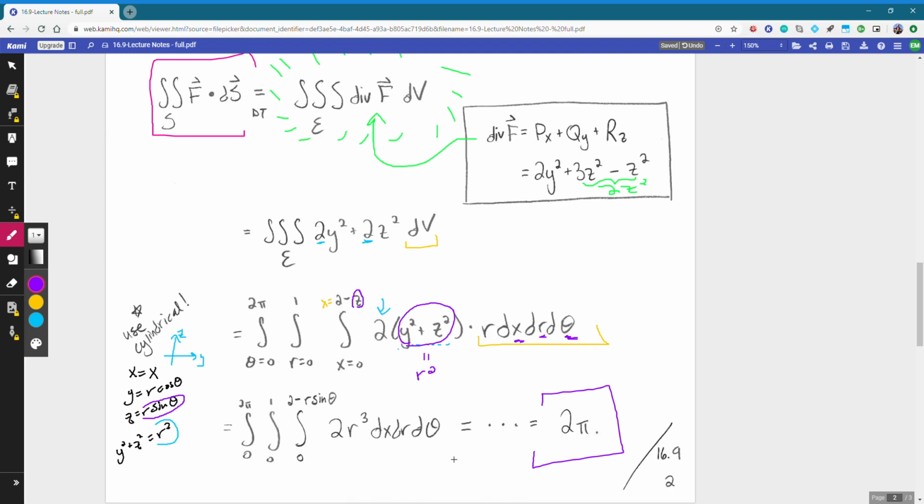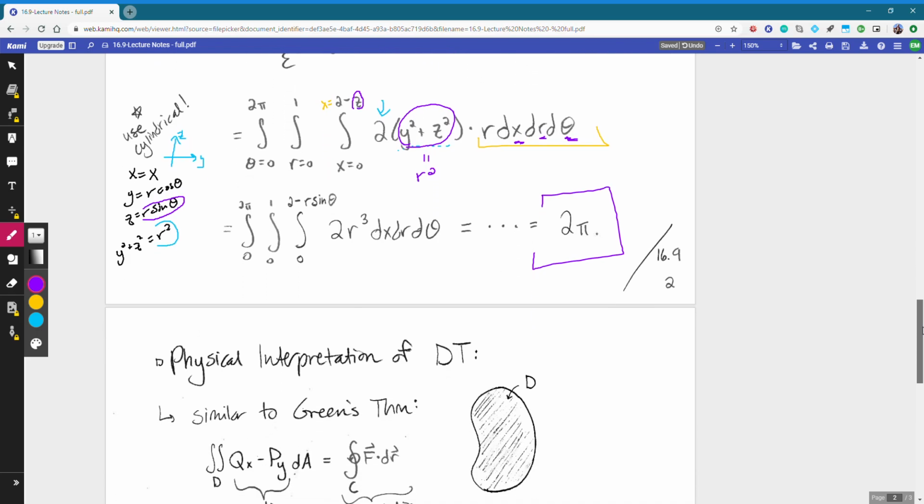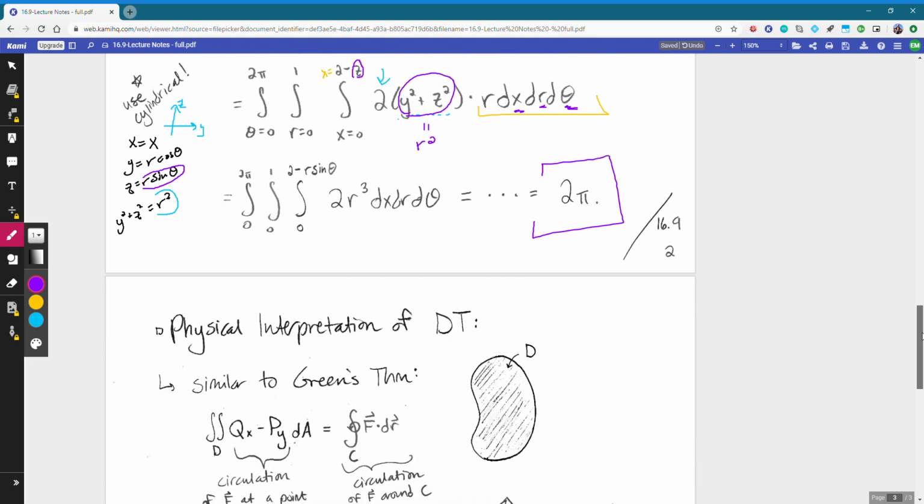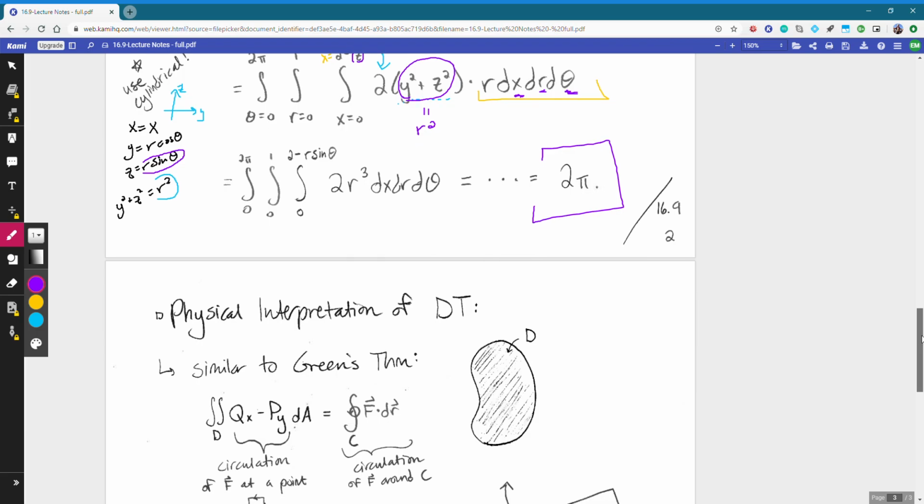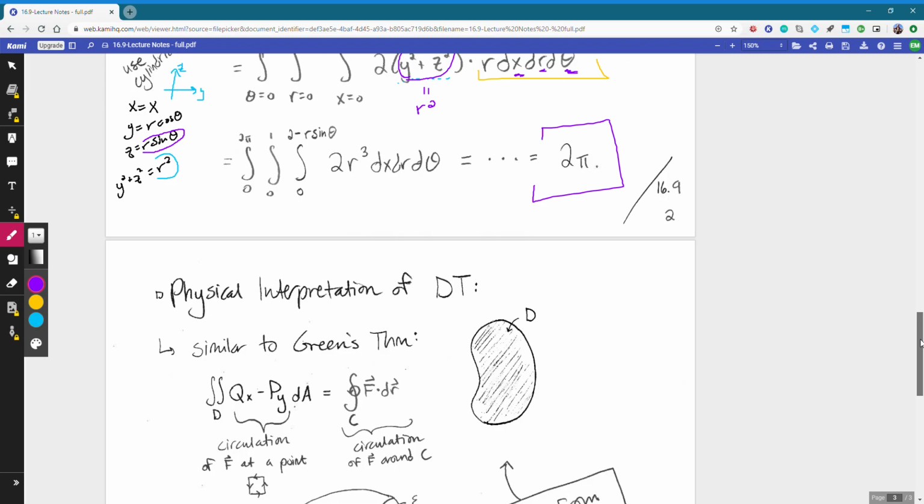All right, so that is a little bit more substantial of an example of using the divergence theorem. Let's switch gears and think about what's going on physically behind the divergence theorem. And it turns out that it has a very similar idea to Green's theorem and also Stokes' theorem as well. So let's first remind ourselves of what's going on with Green's theorem.